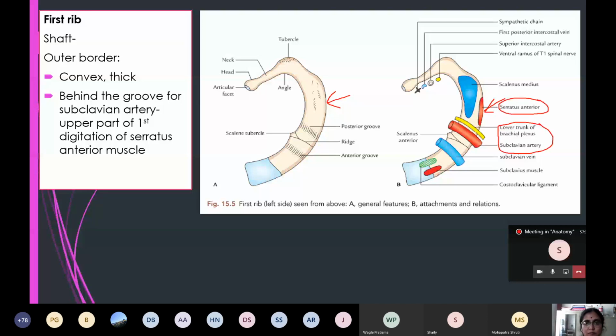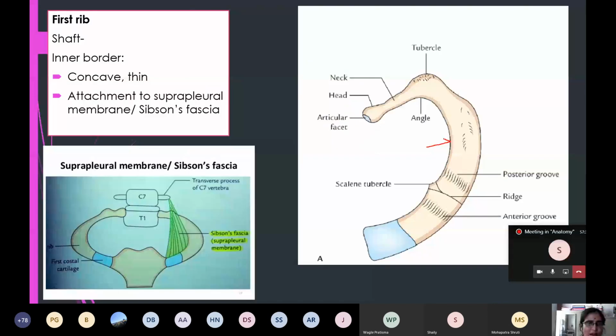Now the inner border. This is the inner border. The inner border is thin and concave, and it provides attachment to the fascia or membrane which extends from the inner border of the first rib to the transverse process of the 7th cervical vertebra. The fascia is known as Sibson's fascia or suprapleural membrane, which covers the apex of the lung. This suprapleural membrane or Sibson's fascia is also known as the cervical diaphragm.